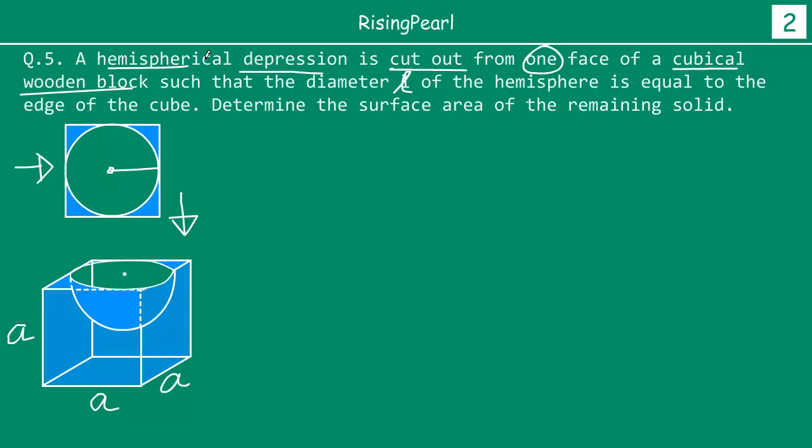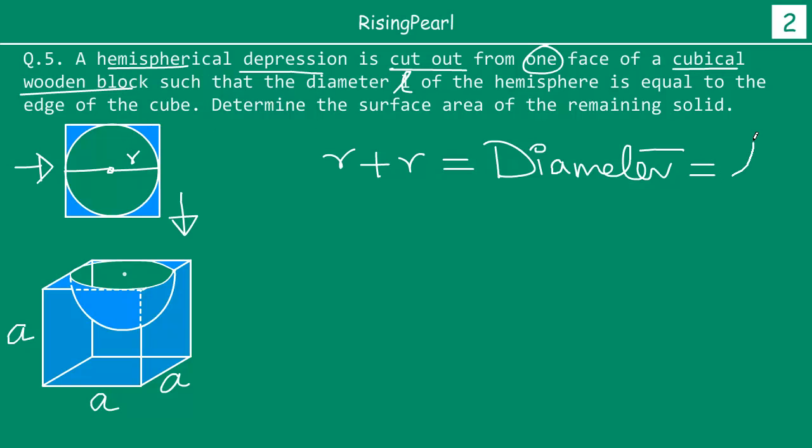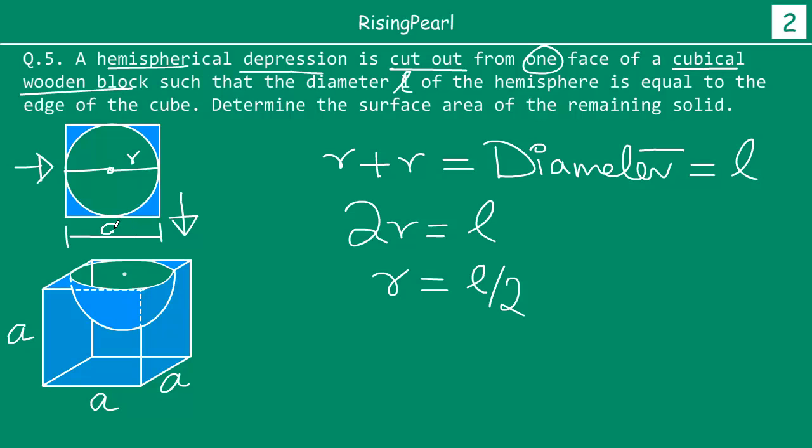And now what we know about this hemispherical depression is that if you draw the diameter, right, this is the diameter. So if the radius is r, then r plus r, which is the diameter of the base circle of the hemisphere, is equal to L. That is what is given to us, L. Or 2r is equal to L, or r is simply L by 2. But what is also given is that this L is equal to this length A, because that is what this sentence means, such that the diameter L of the hemisphere is equal to the edge of the cube. What this means is the length of the diameter is equal to the edge of the cube, or is equal to one of the sides.